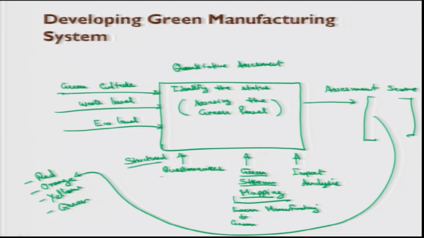So what are these structured questionnaires? A questionnaire is a set of printed or written questions with a choice of answers. It is devised for the purposes of a survey or some study. In this case, what questions need to be asked? In assessing the status of our manufacturing concern, the questions may be regarding energy, waste level, or green culture. For example, it may be asked how the various energy systems are being used. The energy systems in a manufacturing concern may be HVAC, then electrical supply.